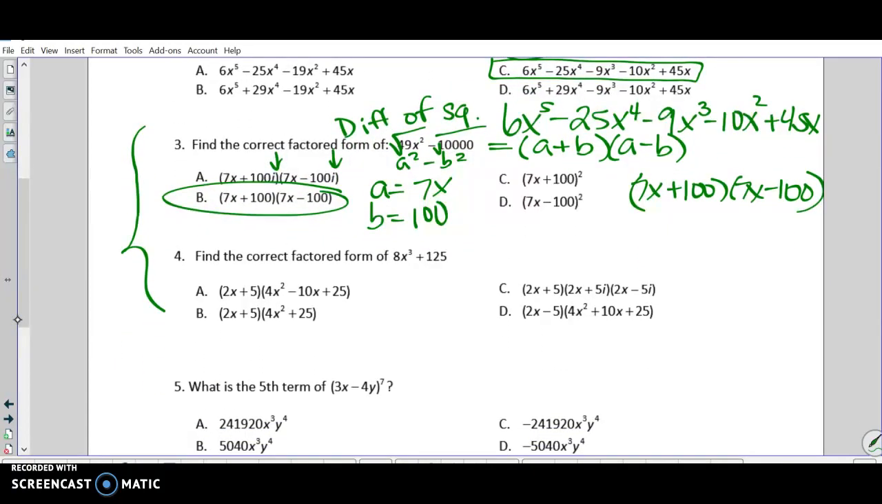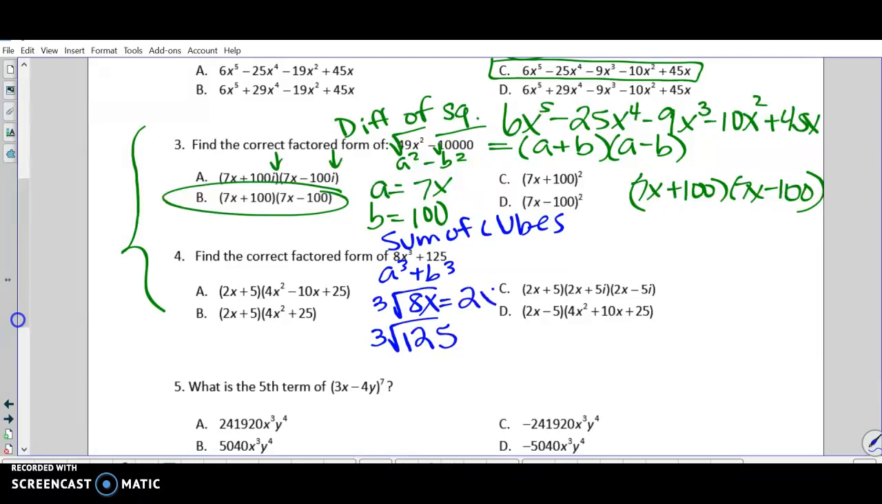Down here we have, let me change colors so I don't get confused, sum of cubes. So you are given a cubed plus b cubed. So instead of taking the square root, we're going to take the cube root of the two terms, which is math 4 on your calculator. You should get 2x, and you should get 5. So you've got to plug that.